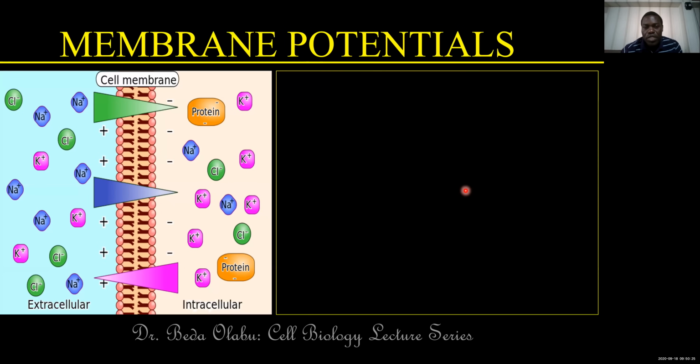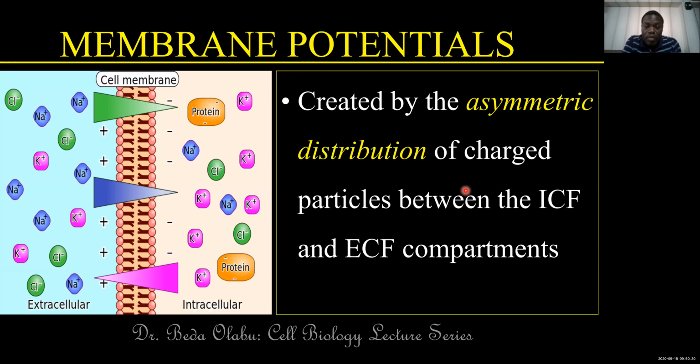How do these charges come about? These charges come about because of the asymmetric distribution of charged particles across the cell membrane. We have just seen in the previous session that potassium is a positively charged ion and it is more inside the cell compared to outside. We have also seen that sodium is a positively charged ion, but it is more outside the cell than inside the cell. We've noted also that chloride is a negatively charged ion, and it is more outside the cell than inside. Likewise, we've mentioned that proteins are negatively charged, and they are more inside than outside.